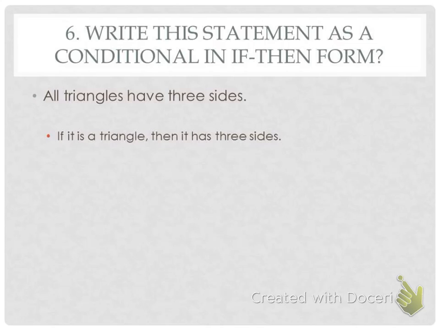Number 6, we need to write this statement as a conditional in if-then form. Okay, so we're given a statement, all triangles have 3 sides. Some of the wording may be a little bit different, so as long as it gets this general, it's fine. Our if-then conditional form would be, if it is a triangle, then it has 3 sides, or if the shape is a triangle, then it has 3 sides.